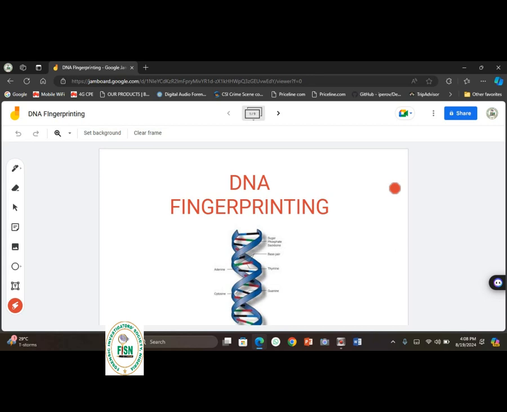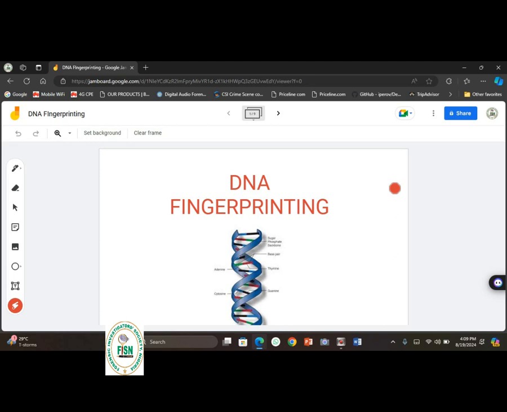Today's topic is going to be on DNA fingerprinting. DNA fingerprinting is one of the greatest identification systems we have to recognize an individual or living organism. Every living creature is genetically different from others in its own way, except for identical twins or identical triplets.